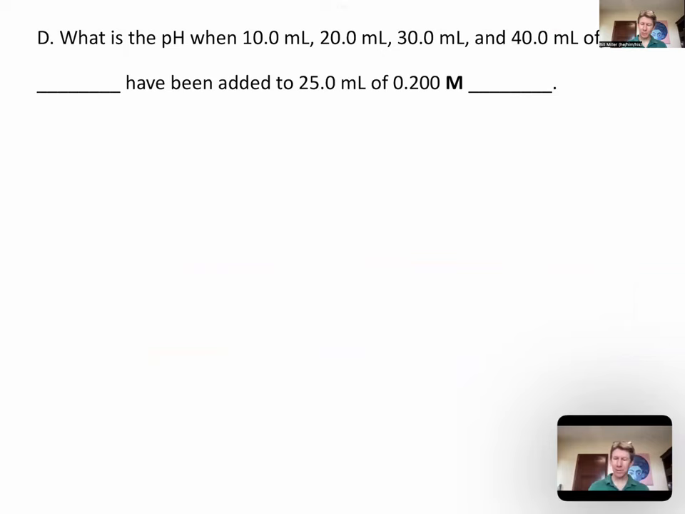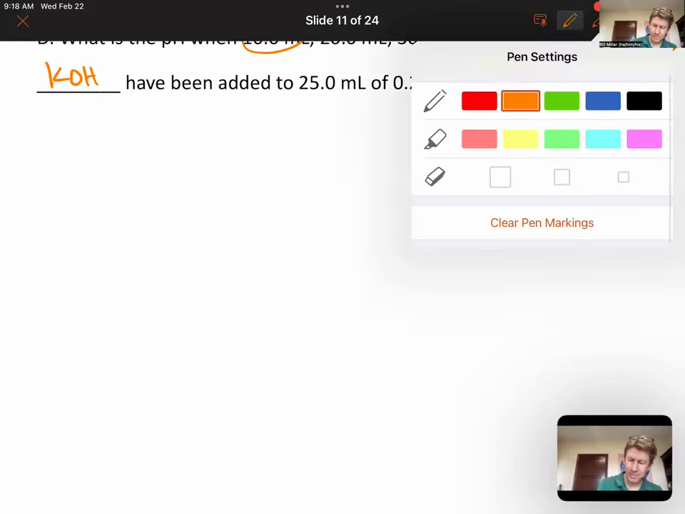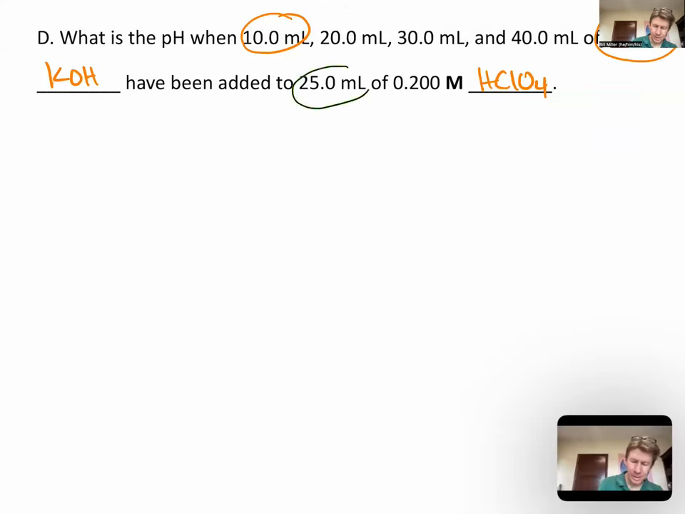Now let's solve some actual problems here. It says, what is the pH when 10, 20, 30, and 40 milliliters of 0.15 molar KOH, which we chose here, are added to 25.0 milliliters of 0.200 molar perchloric acid? Again, we could pick any strong acid and strong base. Let's solve first for 10 milliliters of 0.15 added to 25 milliliters of 0.2. In order to solve this, let's solve for my moles of perchloric acid first.